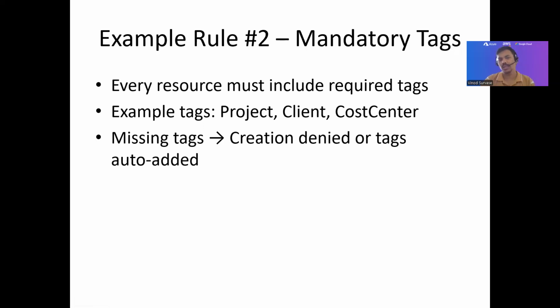Number two is mandatory tags, right? Now every resource must include particular tags, right? That tag could be project, client, or cost center. That could also be an environment. That could also be an application owner or team owner or project owner. And those tags should be associated to each of those workloads. So that's easy to identify. That's easy to gain the ownership and clarity and visibility.